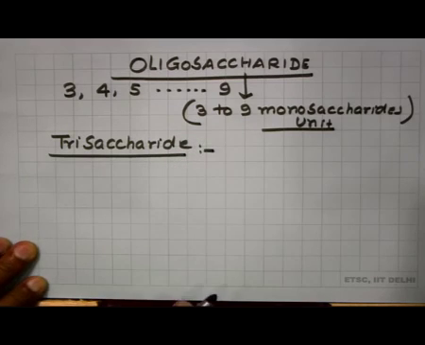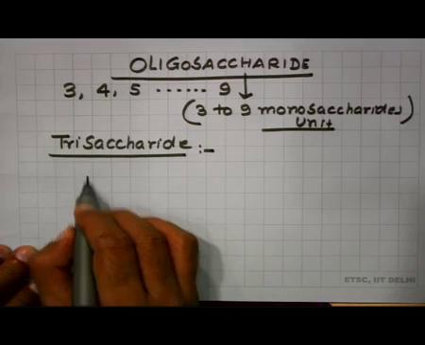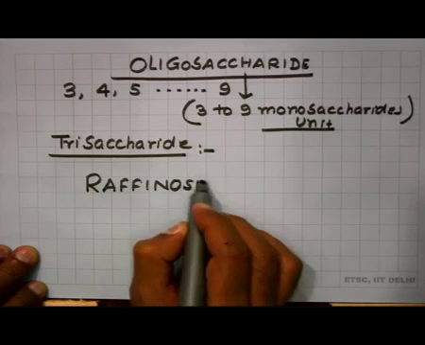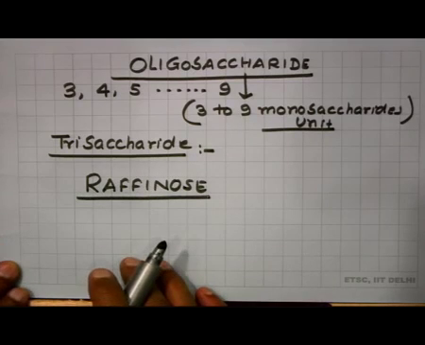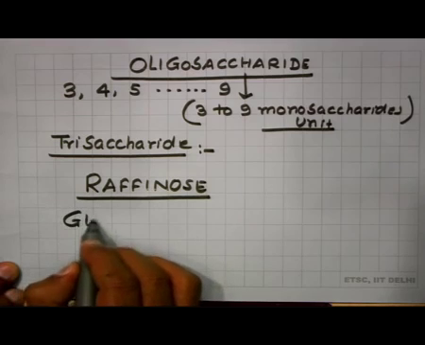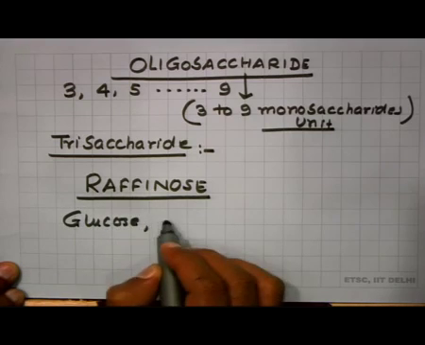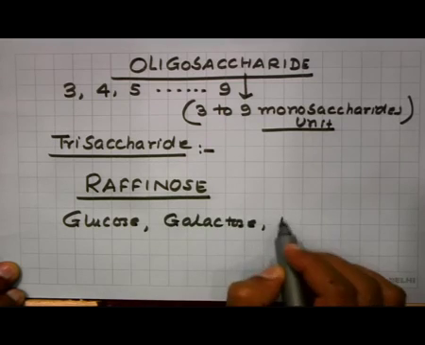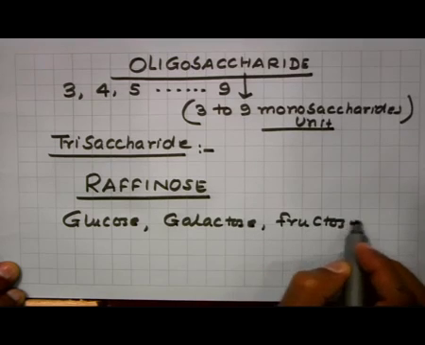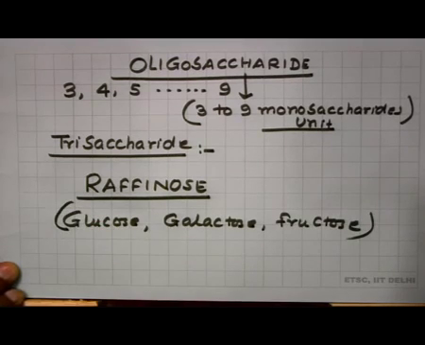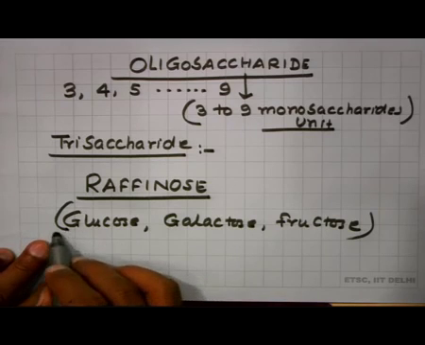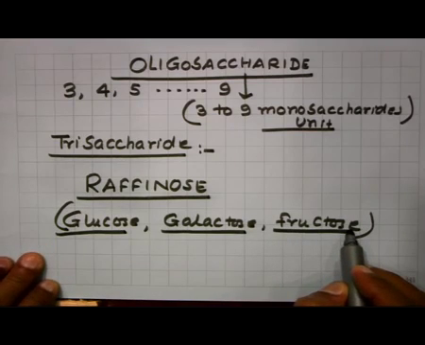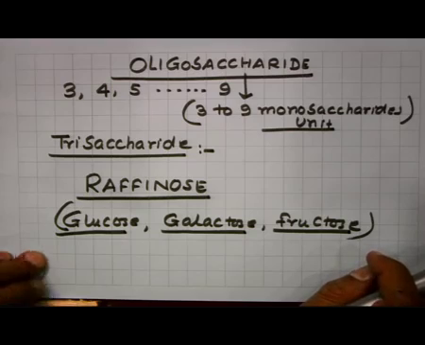The common example of trisaccharides is raffinose. Raffinose is a trisaccharide which is formed by the combination of glucose, galactose and fructose. So, now you are able to write the ring form of glucose, galactose and fructose. When all three are combined with the help of glycosidic links, they form raffinose.